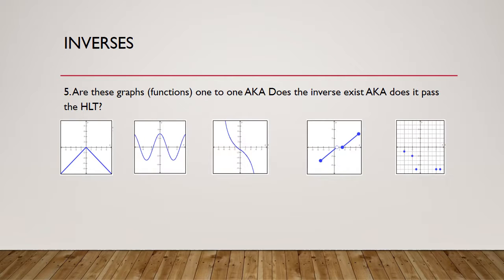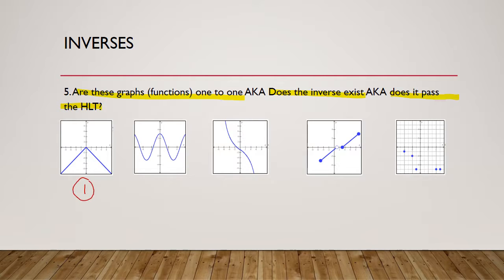one-to-one tests. The first thing I want you to see is that there are three different directions that all mean the same thing. Are these graphs one-to-one? Does the inverse exist? Does it pass the horizontal line test? All of those directions mean the same thing. So sometimes in ALEKS, it will ask you the question in a different way, and you have to know that means do the horizontal line test.